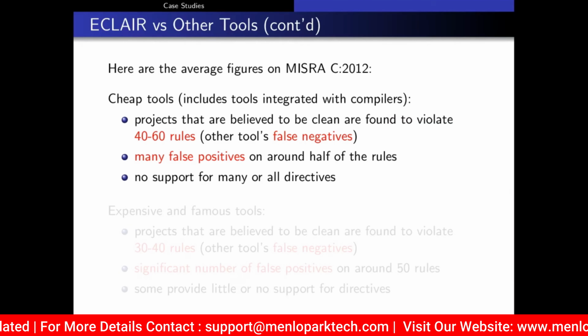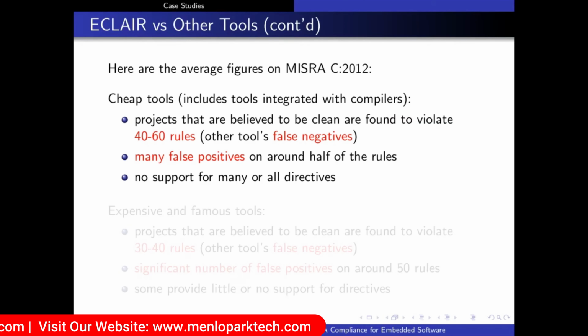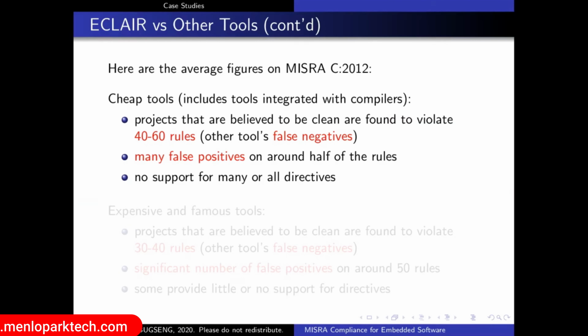We found out that projects that are believed to be clean because these checkers have been used are found to violate 40 to 60 rules in MISRA C 2012. So these tools have false negatives for 40 to 60 rules. They also have many false positives, more or less around half of the rules, and there is no support for many or for all directives.